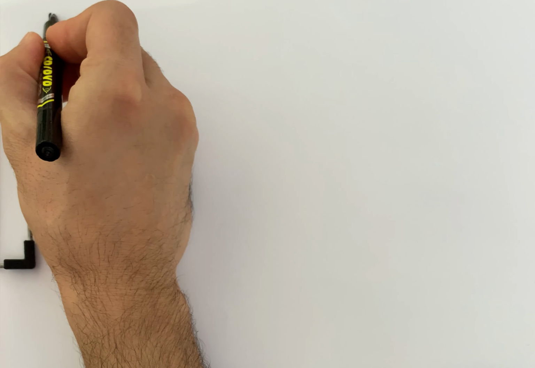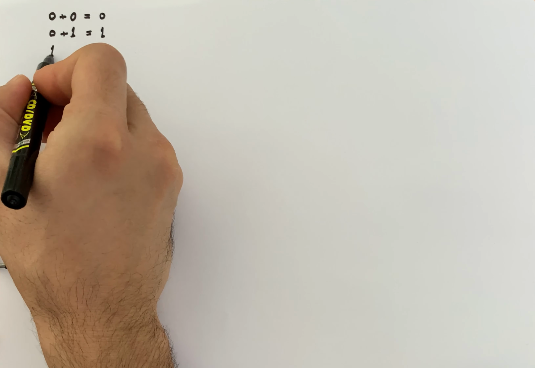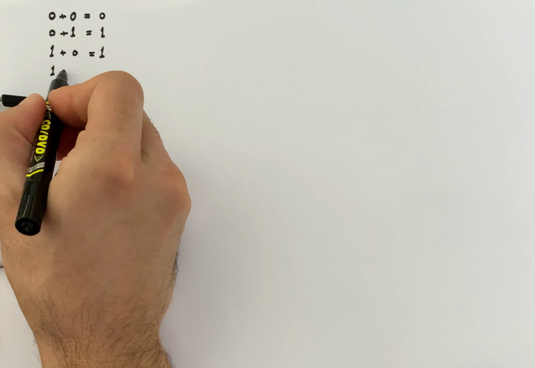In this lecture, we will study how to add binary numbers. As we know, the binary number system has only two digits, the 0 and the 1. So we have only 4 possibilities for adding, and they are 0 plus 0 equal to 0, 0 plus 1 equal to 1, 1 plus 0 equal to 1, 1 plus 1 equal to 2, and we write it as 10 in the binary number system.